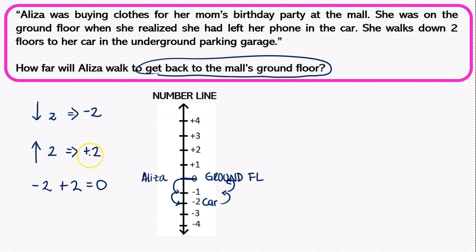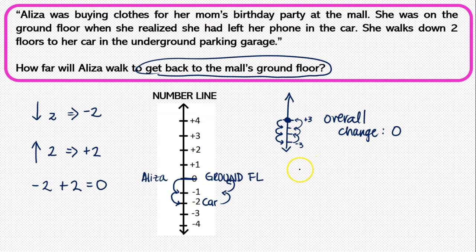Why is that? Because she started on the ground floor, she went down, and then she came up 2 floors, and she's still on the ground floor, right? So let's say Eliza had to go down 3 floors. So she goes down 1, 2, 3 floors. So she's now at -3. But if she has to go back, she has to move 1, 2, 3 floors back up. So she moves +3, and she's in the same exact position. So her overall change is going to be 0, right?